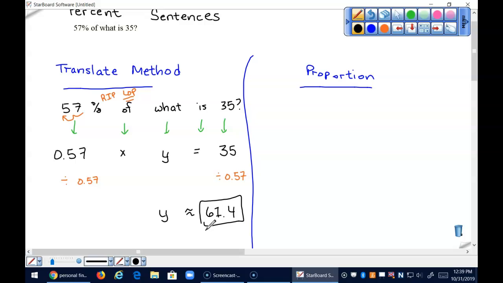Does that make sense? Let's think about our answer. 57% is more than 50%. It's more than half. It's not a lot more than half. So a little bit more than half of what is 35? Does it sound like a bit more than half of 61 is 35? Yeah, half of this would be about 30. So we're a bit more than half to get to 35. That sounds like we're on the right track. If that sort of mental double check didn't work, I might think I hit something wrong on the calculator, which happens all the time.